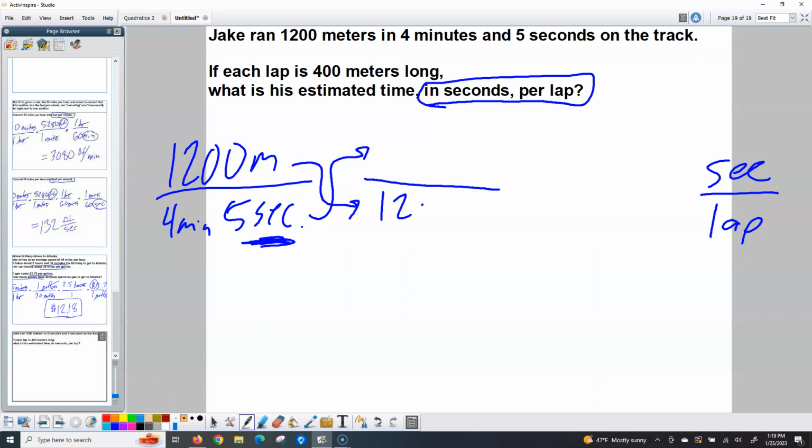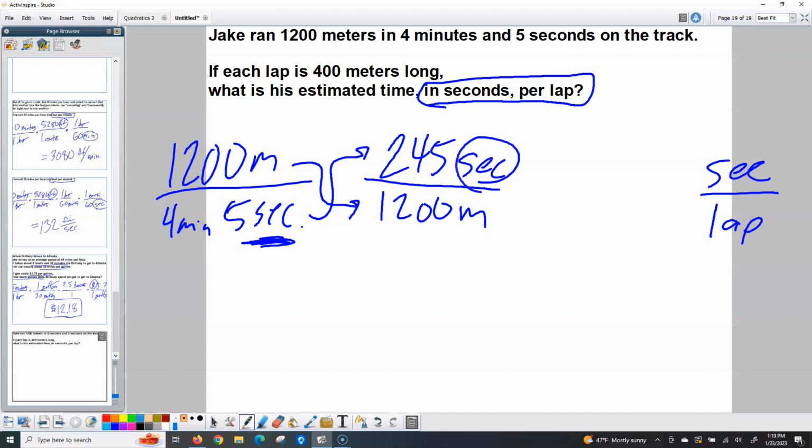I'm going to make those seconds go up top, and I'm going to put the meters on the bottom. When I do that, I'm also going to change the 4 minutes and 5 seconds into seconds. So there are 60 seconds in every minute. That means there's 240 seconds in 4 minutes. This would be 245 seconds over 1,200 meters.